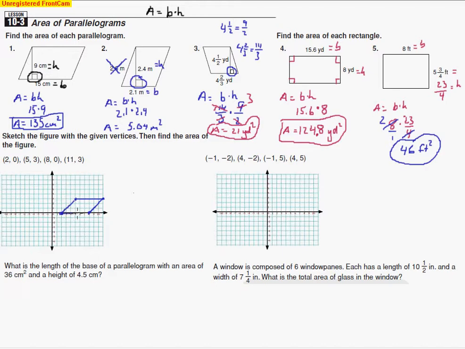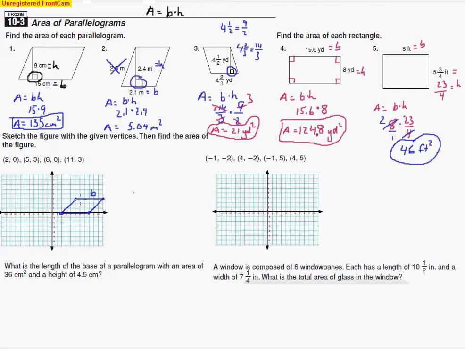Now we need to find the area. So what we'll need to do is find out what the height is. Now the height is the distance between the two parallel sides. So I'm going to use this as my base here. I'm counting the spaces first: 1, 2, 3, 4, 5, 6. So this is 6 spaces.